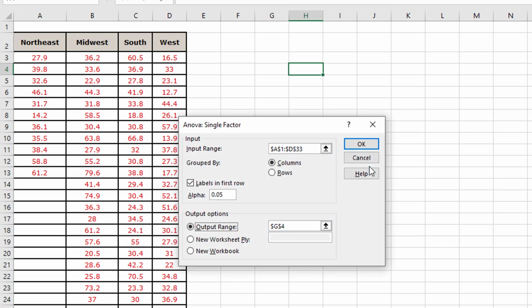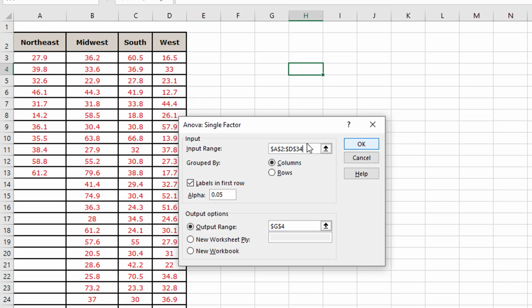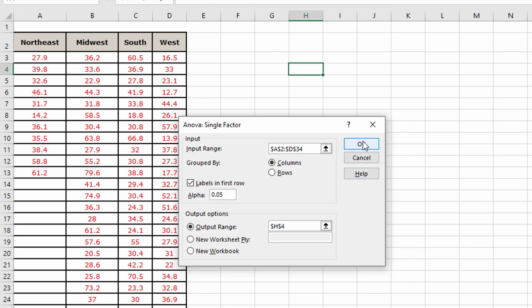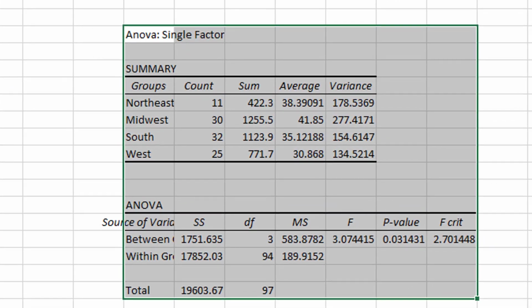And so I say, okay, and I click this first one to actually select my data. And then it's grouped by columns. I have labels in my very first row. And I want to test this at an alpha of 0.05. So where do I want to output this? That looks like a good spot. And I say, okay. And this gives me everything I need to know.